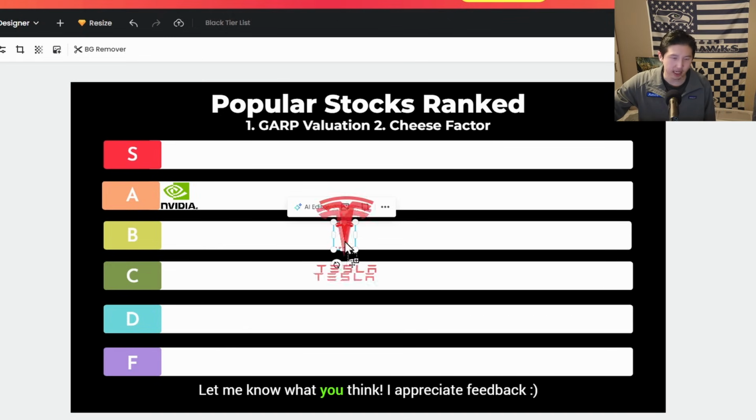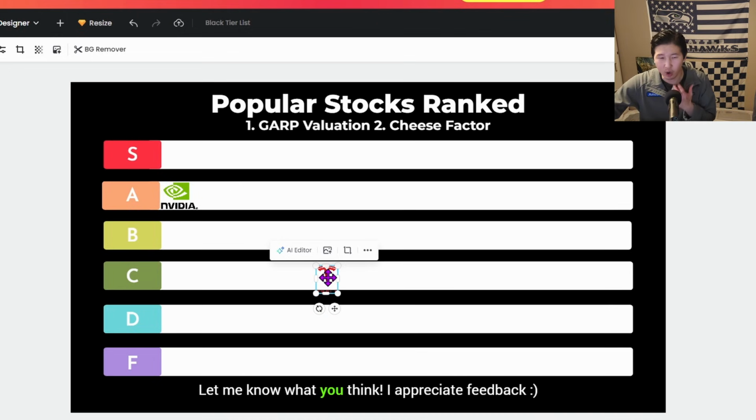So when it comes to Tesla, I do think they have nice cars, but in terms of their stock price, would I want to buy into it right now? Absolutely not. I don't think it's a good deal. I think putting them into the F tier is a little harsh. So I'll put them right here into the D tier.